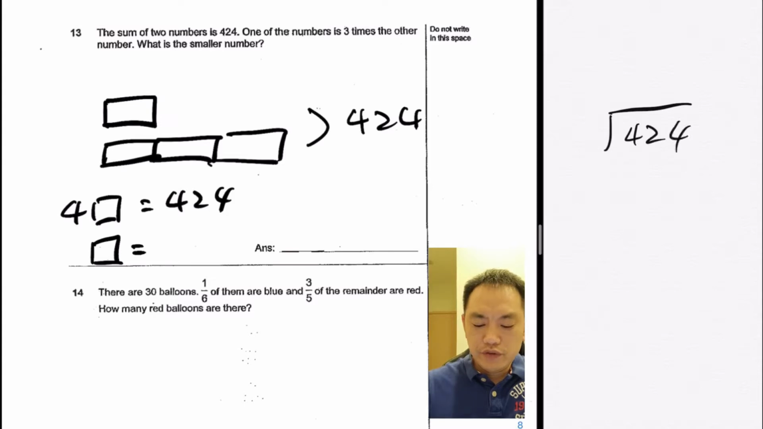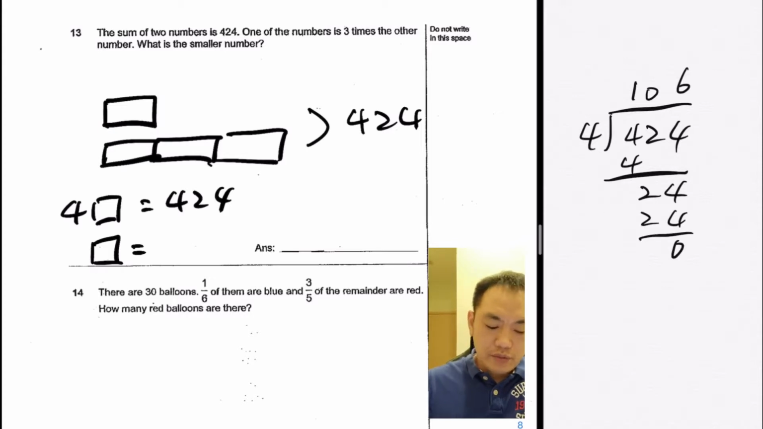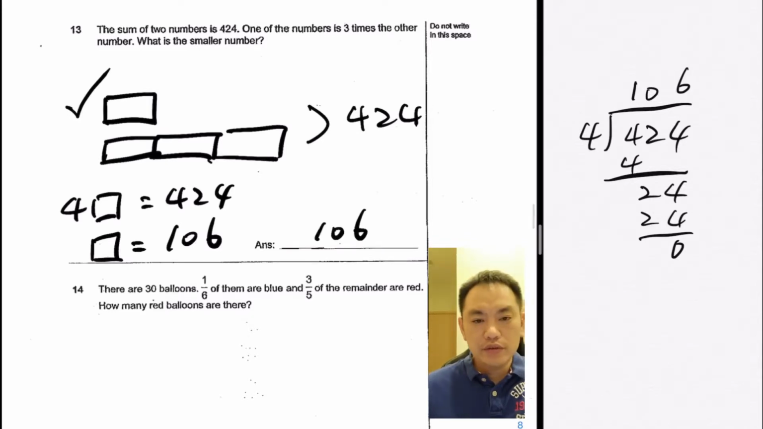So 424 divided by 4: 4 times 1 is 4, 2, nothing, so 0, and then you put down the 4, 4 times 6 equals 24, 0. So 1 block equals 106. Okay, so the question is asking what is the smaller number. The smaller number is this one here, which is 1 block, which is equivalent to 106.